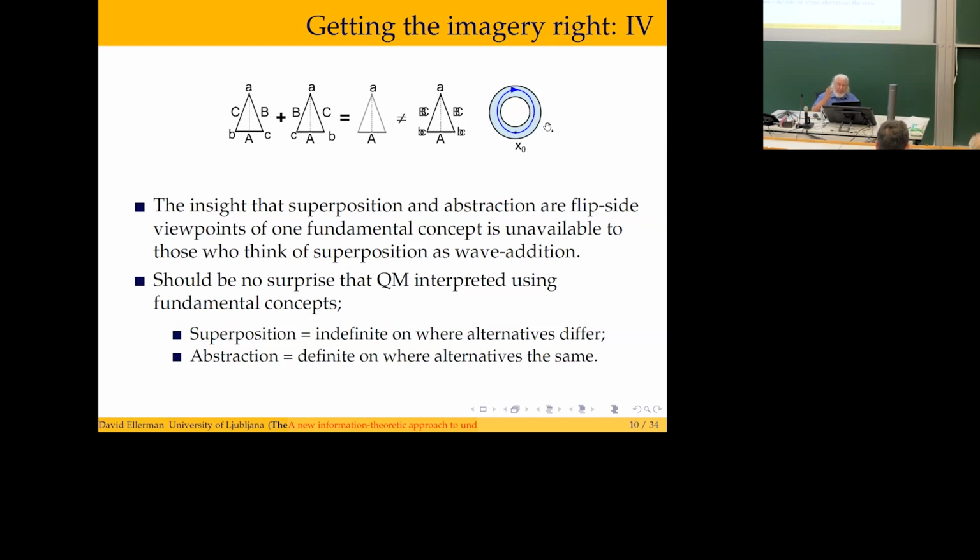So the point I'm making here is that we should think of superposition as a fundamental logical concept. That's the flip side view of abstraction. Abstraction pulls out what's the same and is definite and ignores the rest. Superposition is looking at it the other way around.